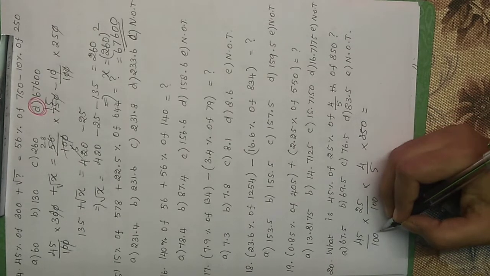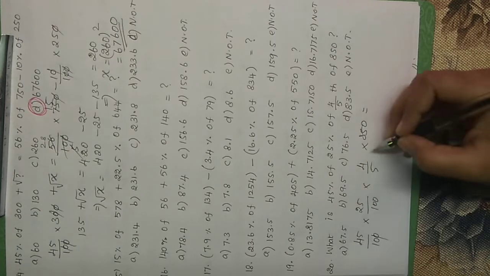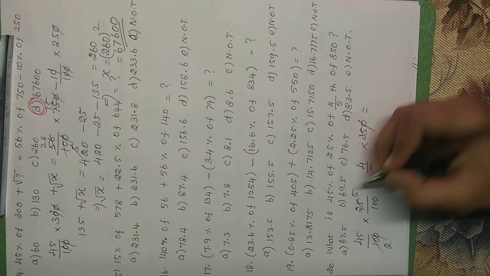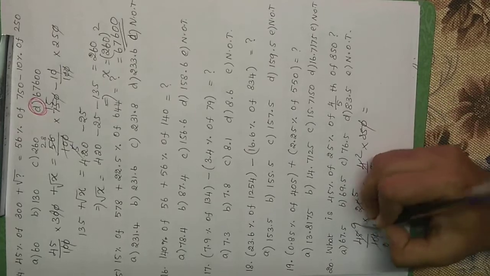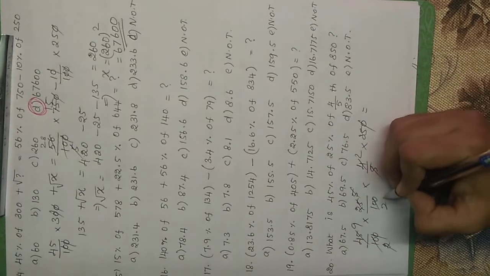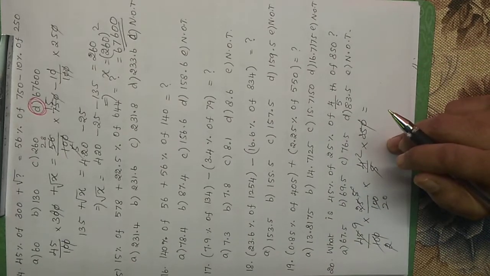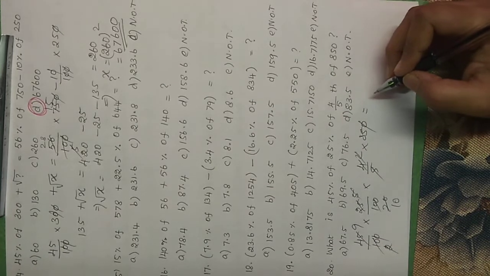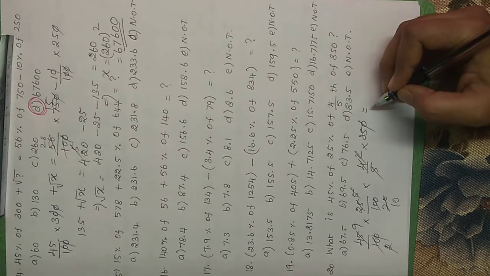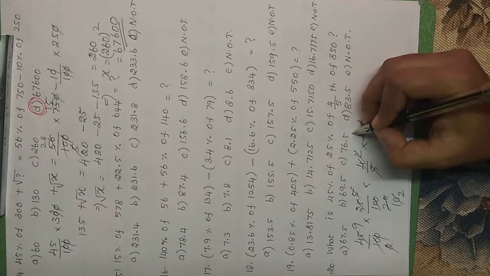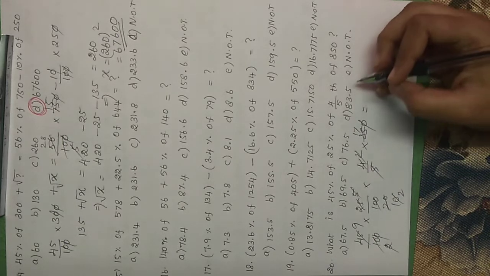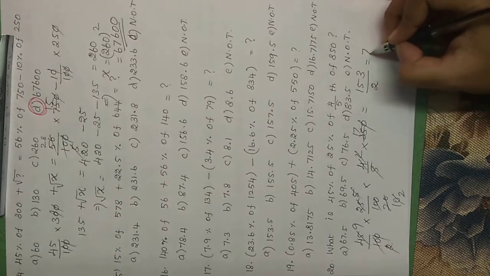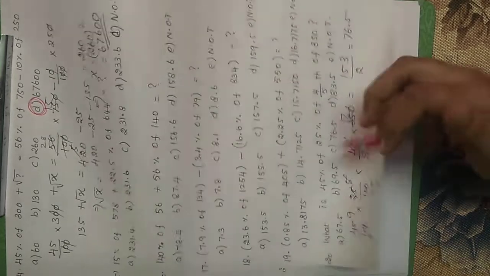0, 2, 5, 2, 9, 2, 2, 10, so which is equal to 5, 7, 153 divided by 2, that is equal to 76.5. So the option is C.